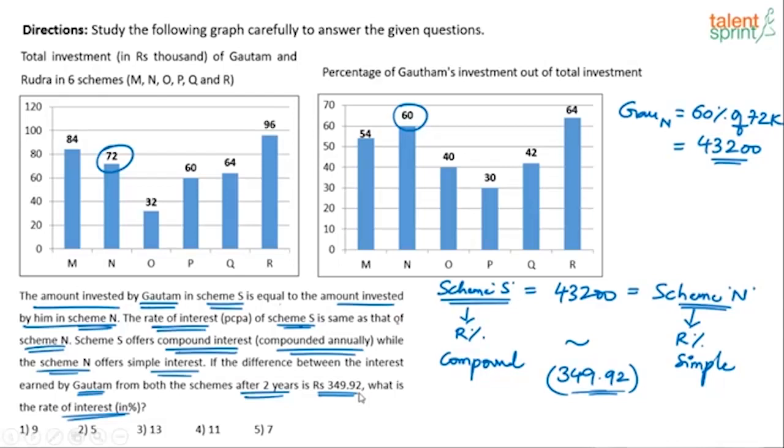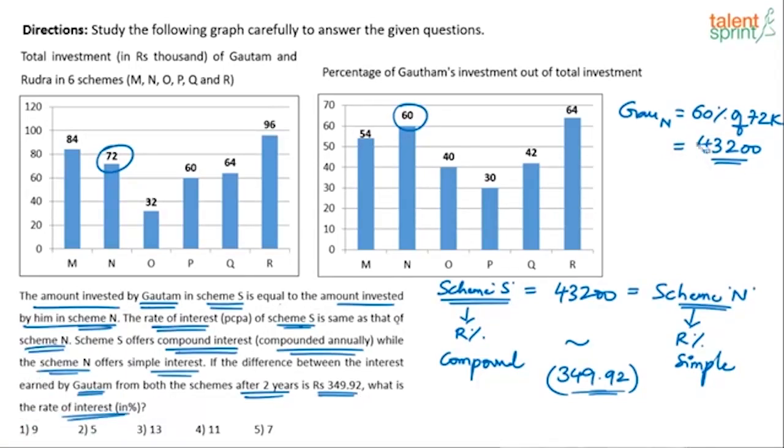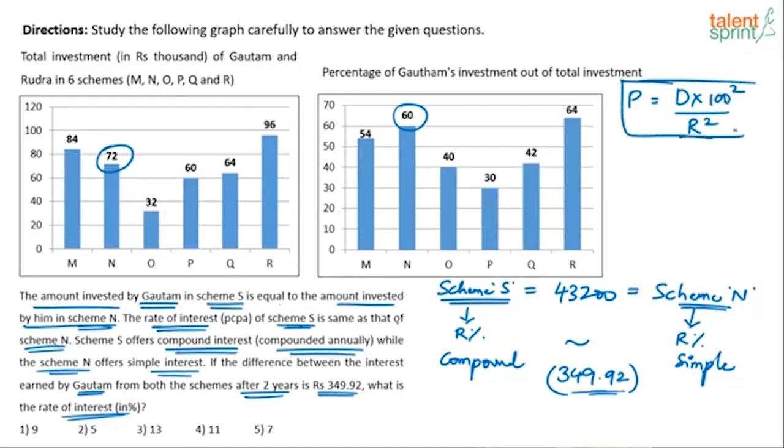Now recall that simple and compound interest formula. You remember that formula? I'm just clearing it up to get some space. What is the formula? The difference formula. I'll repeat it if you want. Principal P can be taken as difference into 100 square by R square. When the difference between SI and CI is given to you, then the principal can be considered as D into 100 square by R square, where D is the difference in the scheme.